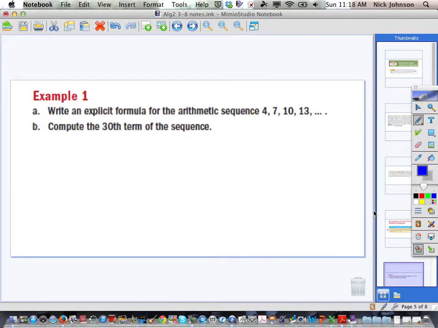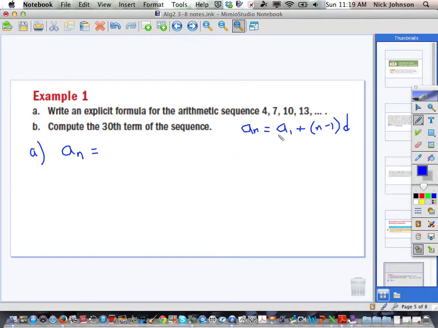So let's try one. Example 1 says, write an explicit formula for the arithmetic sequence 4, 7, 10, and 13. So the first thing we know, a sub n is equal to, because I'm just going to call this my arithmetic sequence, a sub n is equal to my first number, a sub 1. Remember, this is our explicit formula, a sub 1 plus the quantity n minus 1 times the common difference. That's the explicit formula that I just showed you on the previous page.